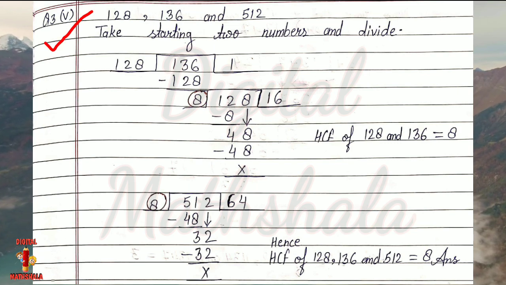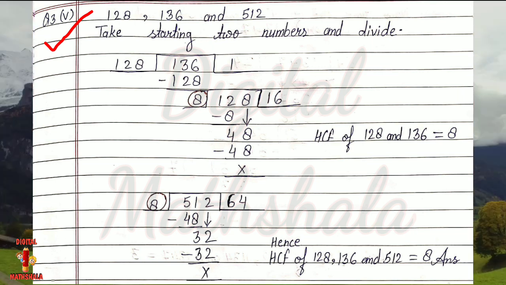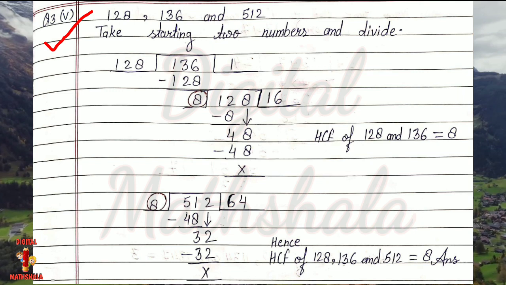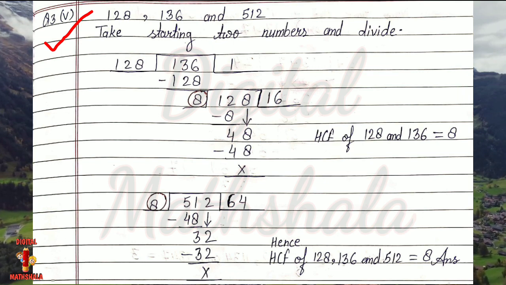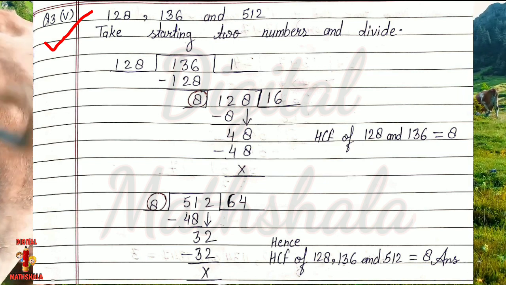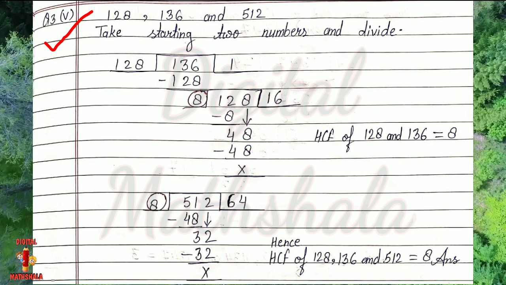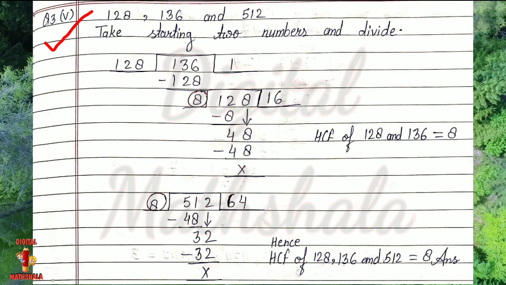Now here we will take the starting two numbers, as we know that these three numbers are already arranged in ascending order. So we will take the starting two numbers for the division, and after division we will see that the last divisor is 8. So we can say that 8 is the HCF of 128 and 136. So here we will continue the division process, and we will take the HCF of the first two numbers, which is 8, and the third number 512 for the division.